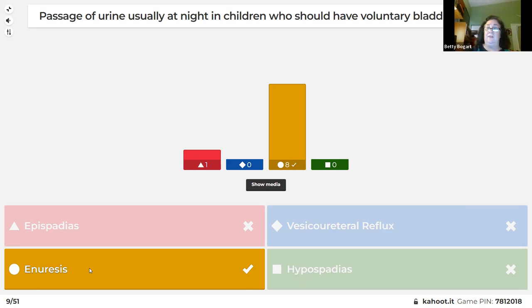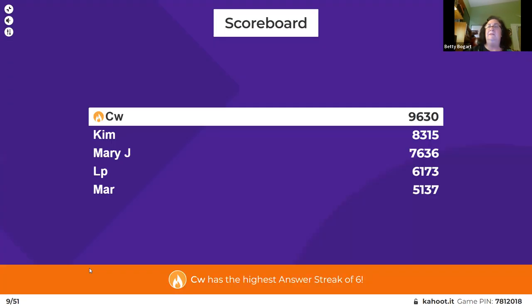And again, this was my little Pierre Robin guy. He had a hypospadias along with a cleft palate. He had a lot of things.